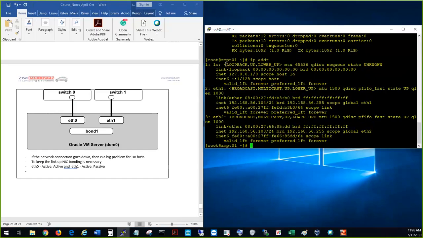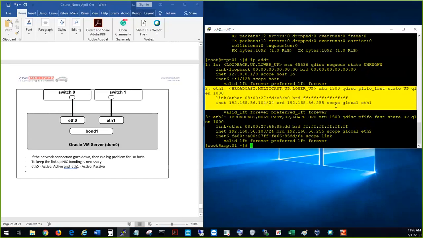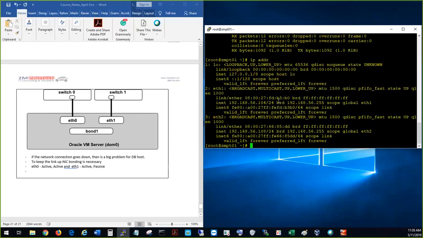So the very first one is a loopback. That means it just stays within the host, so we don't worry about that. And then this one is ETH1. This is what we've been working on last week, and we set this as a static IP. And then this one is the second one which we have here.